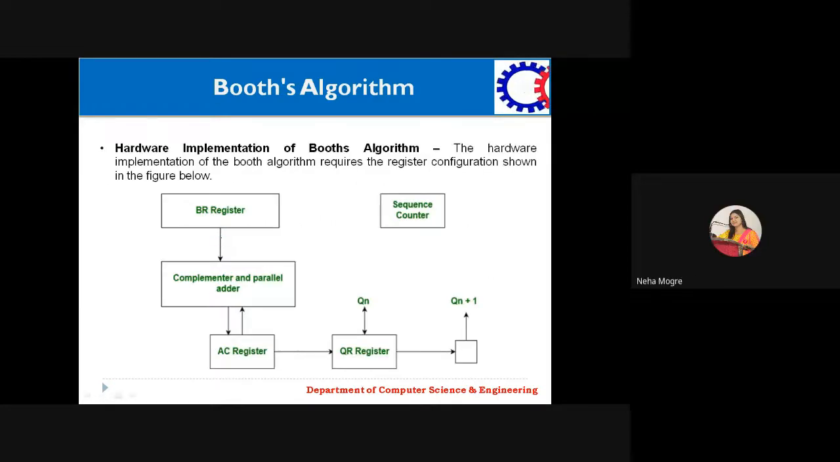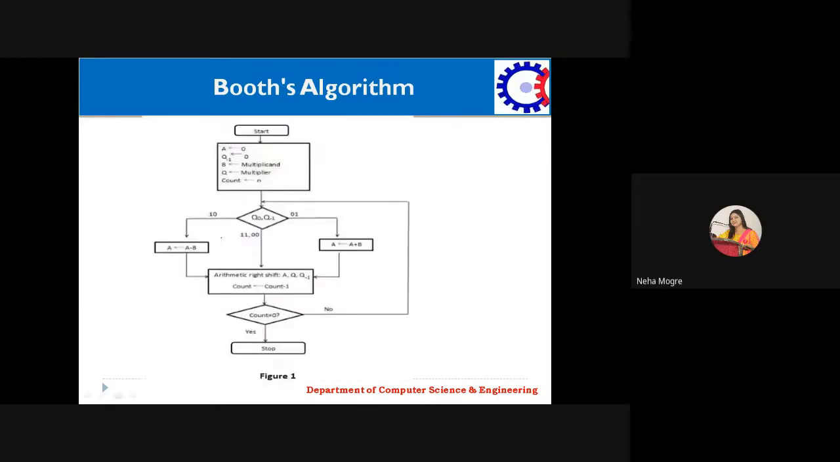Now let us see what the flow chart is. Directly I am going to see this flow chart, and then we will see the problem of Booth's algorithm for the multiplication of any two signed numbers. For this multiplication you require a flow chart. You understand the flow chart?